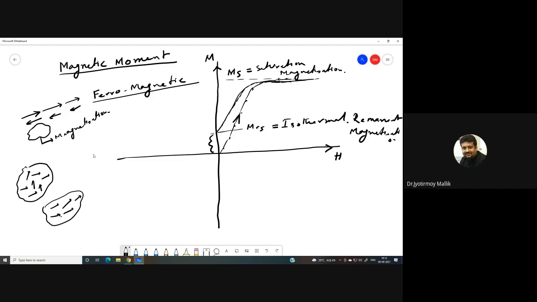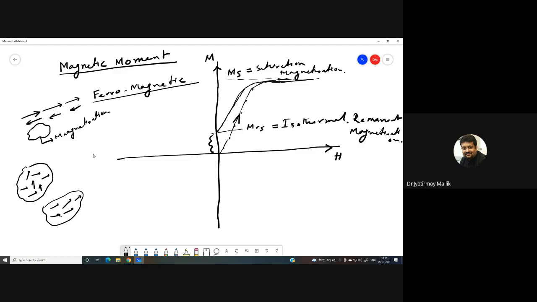So what is significant about isothermal remanent magnetization is that while reversing the field, I have made the external field 0, but still what I am observing is that there is some magnetization left in the sample. I have essentially decreased my external magnetic field to 0, but I still see some magnetization left. That is what we call isothermal remanent magnetization.